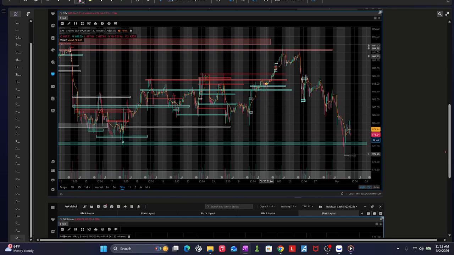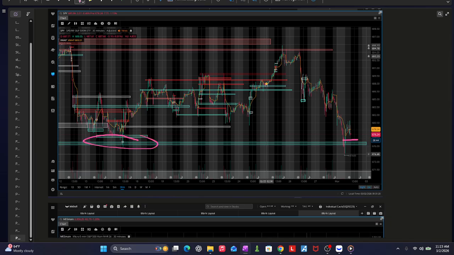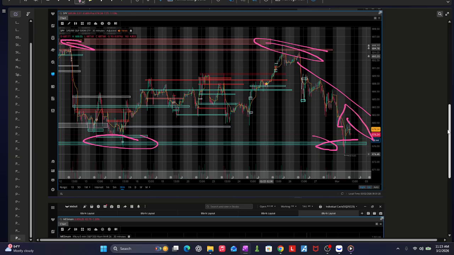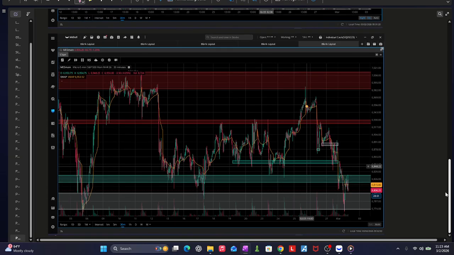This is the 30-minute chart. Once again, the supply. You can see it test here. Rejection points on the market. Consistent downtrends into this area. Looking to see how it reacts. This is the MES chart. Similar data.